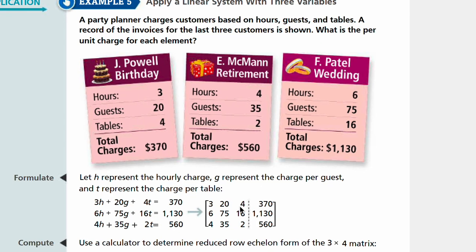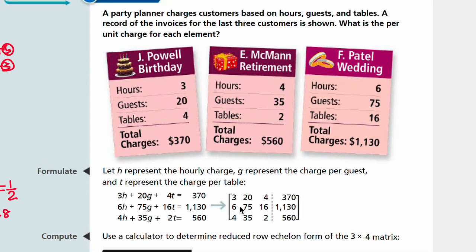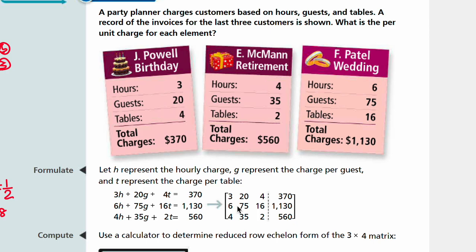So let's look at the 3 variables. We're gonna let H represent the hourly charge. And then G represent the charge per guest. So every guest, we're gonna charge G much, okay? And then T will represent the charge per table. And we know the numbers for each one, but the variables represent the charge, so the dollars.